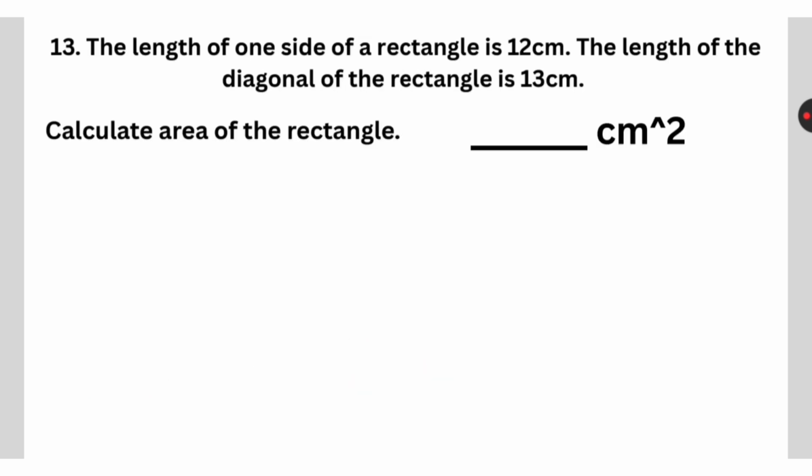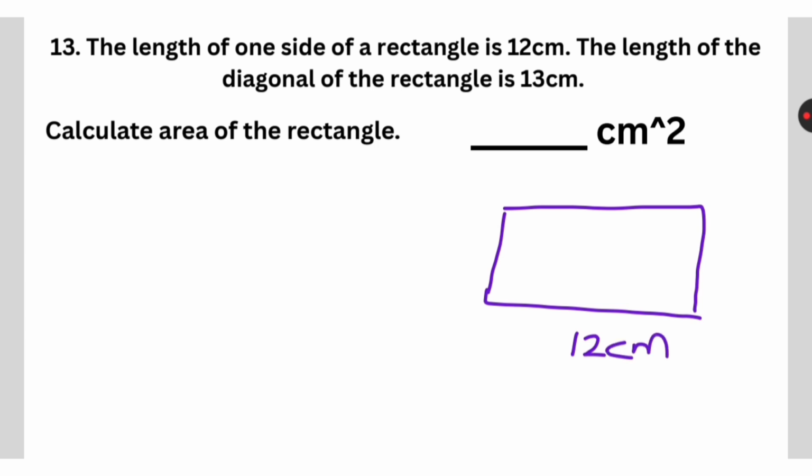The length of one side of a rectangle is 12 centimeters. So that means they have given a rectangle. So this is the rectangle. One side length is 12 centimeters. And the length of the diagonal is given. This is 13 centimeters. We need to find the area of the rectangle.